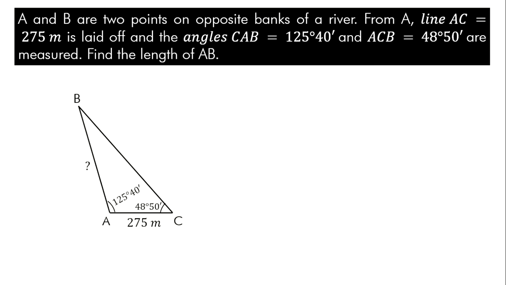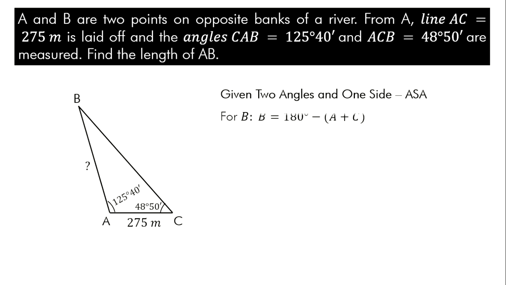As you can see, this is angle side angle. Given that this is angle side angle, we can use the sine law, the law of sines. First off, we need to identify angle B. In order to identify angle B, all we need to do is add angles A and C, and then subtract the sum from 180 degrees. And that is 5 degrees 30 minutes.